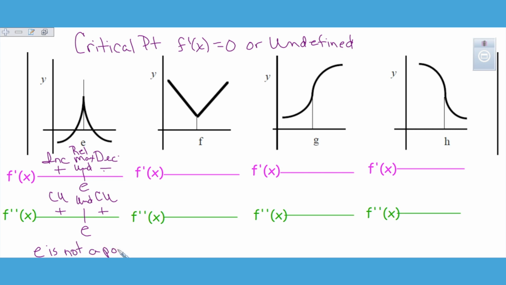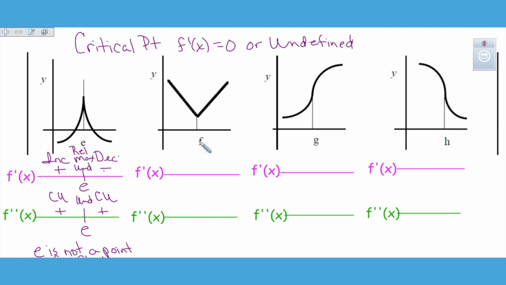Okay? So if there is no change, see the sign did not change around E, so E is not a point of inflection. Really important. You can be a suspect if your second derivative is 0 or undefined, but you can't actually be a point of inflection unless the signs change around that, or your concavity changes on your original graph.